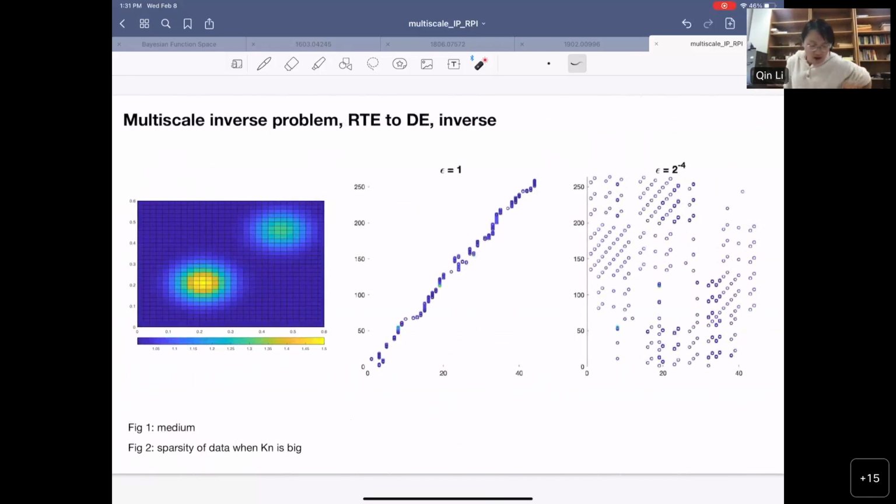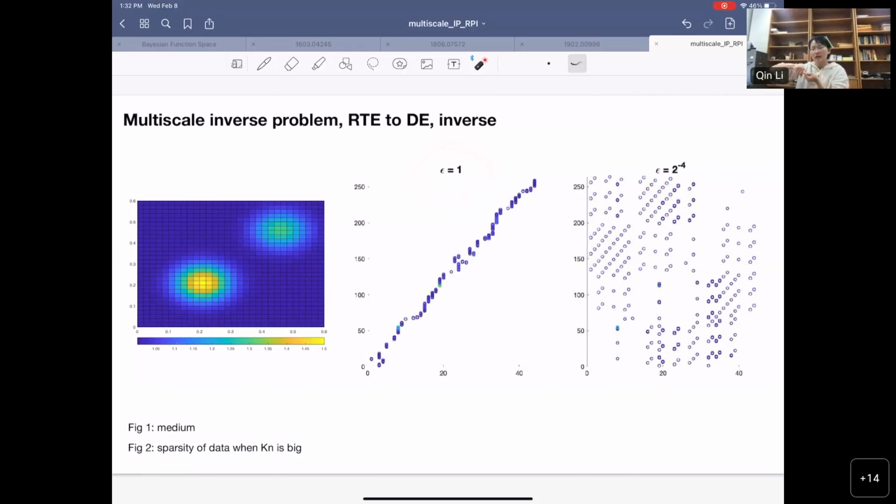So this is a little bit of an intuition of why this is happening. What I'm trying to say here is, when the Knudsen number is relatively big versus relatively small, what is the difference in the physics? Imagine that you have a laser light. Laser light corresponds to the situation when epsilon is relatively big.